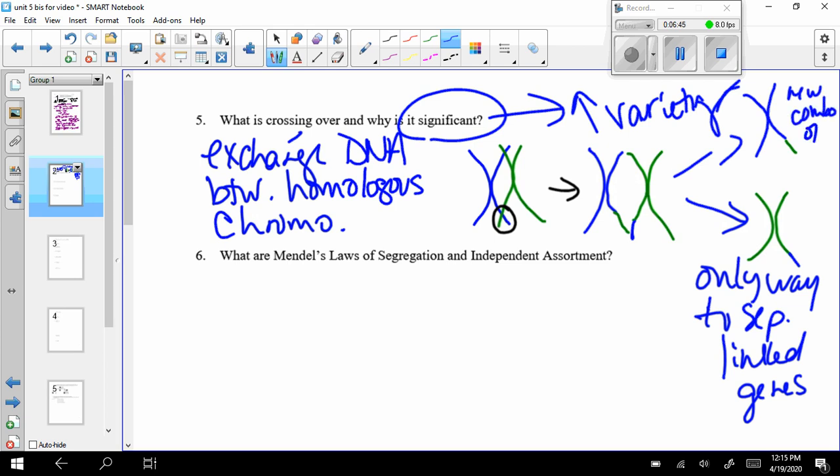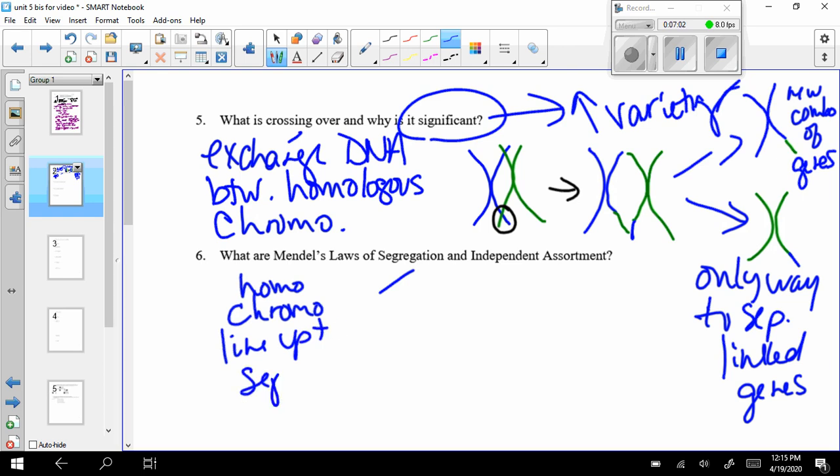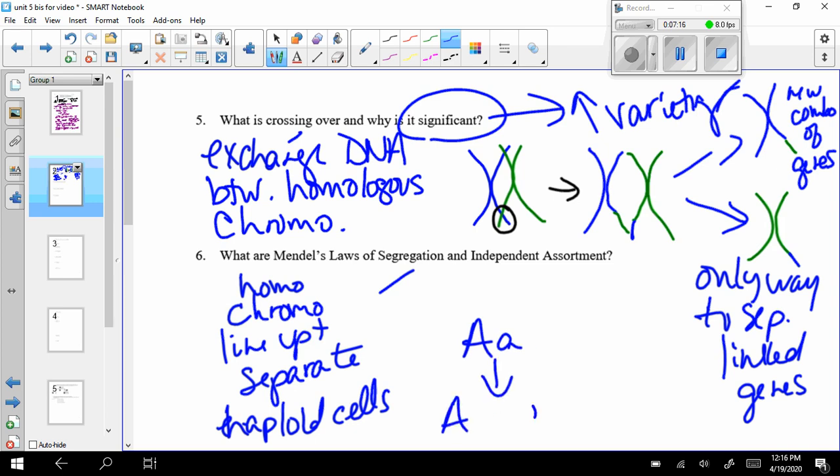New combo of genes. Okay, what is Mendel's law of segregation and independent assortment? So segregation is that your homologous chromosomes line up and separate so that you are making haploid cells. For example, if this is the parent, it's why when you do a Punnett square, you do this and this. The alleles will separate, and half are going to get the big A and half are going to get the little a of all the gametes that you make.